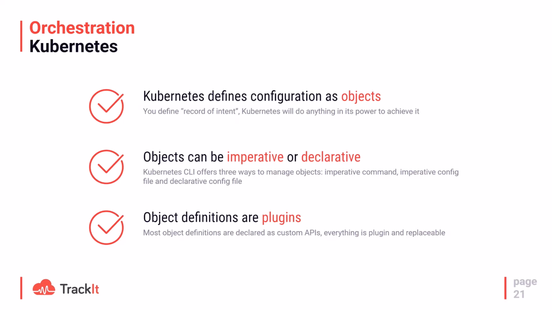And a thing to remember is that every object, every configuration you are declaring inside Kubernetes, are plugins. Most of those configurations are declared as custom APIs. So those are plugins that you're adding externally that are not present by default within Kubernetes. And the fact that everything is plugins means that you can plug or unplug them at will, and you can also replace them with other components if you are not satisfied with the default ones you are provided with.